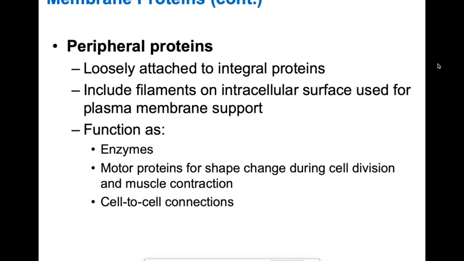Next, we have our peripheral proteins. Peripheral proteins are on the periphery, or towards the outside. This could be either the outside of the cell or the inside of the cell; it's just the outside of the cell membrane itself. They are loosely attached to integral proteins. They include filaments on the intracellular surface that are used for plasma membrane support. These intracellular filaments are referred to as the cytoskeleton, which we'll talk about in the second part of this. Our peripheral proteins function as enzymes, typically also as motor proteins to help shape and move things around the cell, and also in cell-to-cell communication and connections.